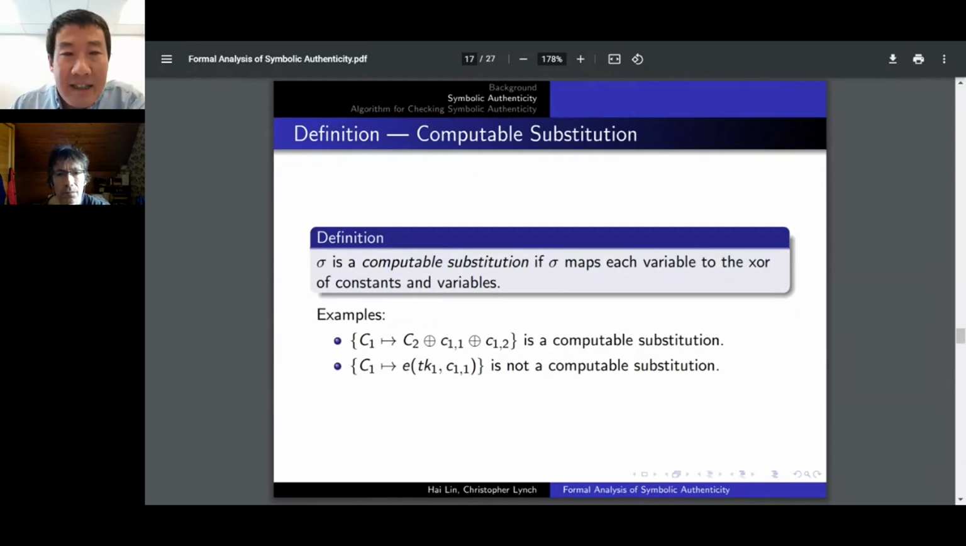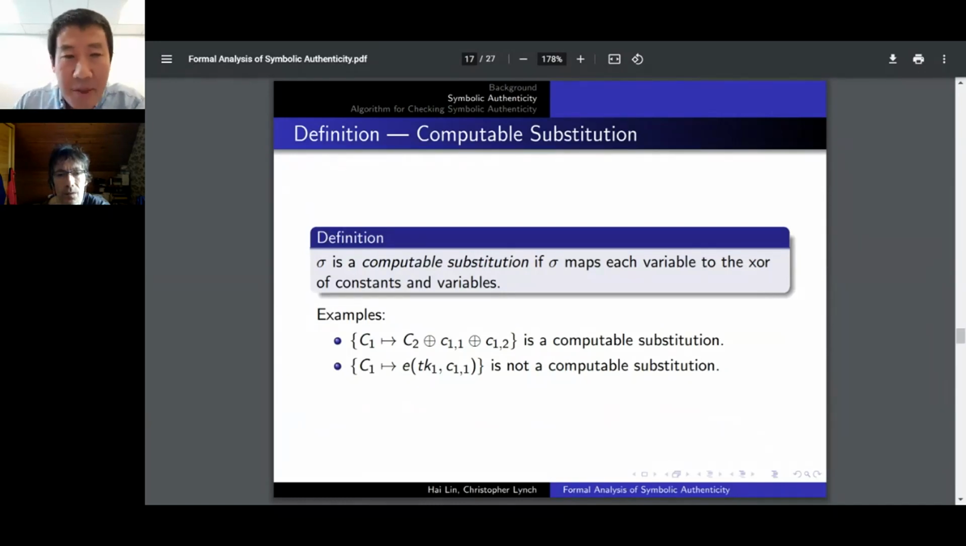And then we have a definition of a computable substitution. A substitution is computable if it maps each variable to the XOR of constants and variables. So as an example, if C1 maps to C2 XORed with those two constants, that's a computable substitution because the adversary knows all of the terms and therefore can compute this XOR. But if we map C1 to this E-rooted term, then that's not a computable substitution because the adversary doesn't have the key, therefore cannot do the encryption.